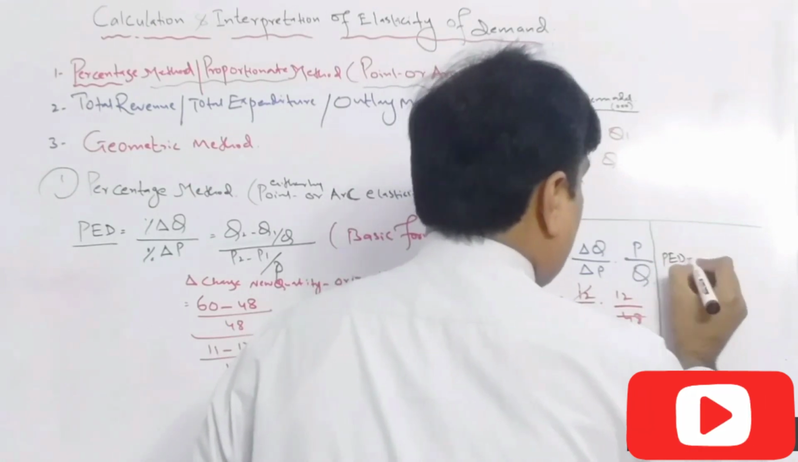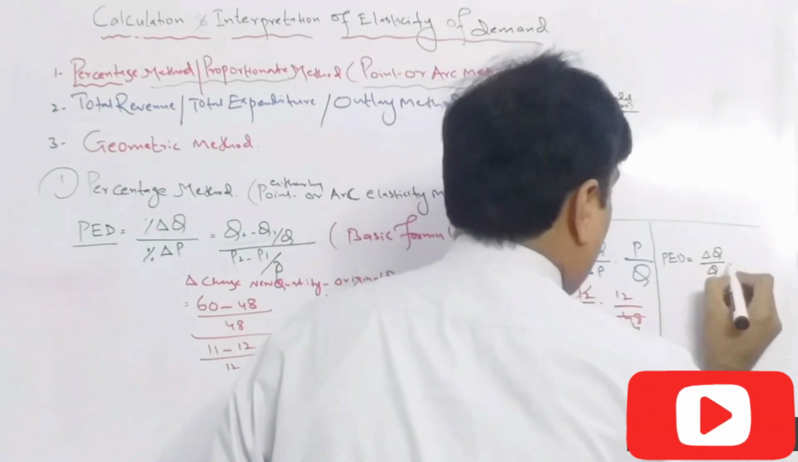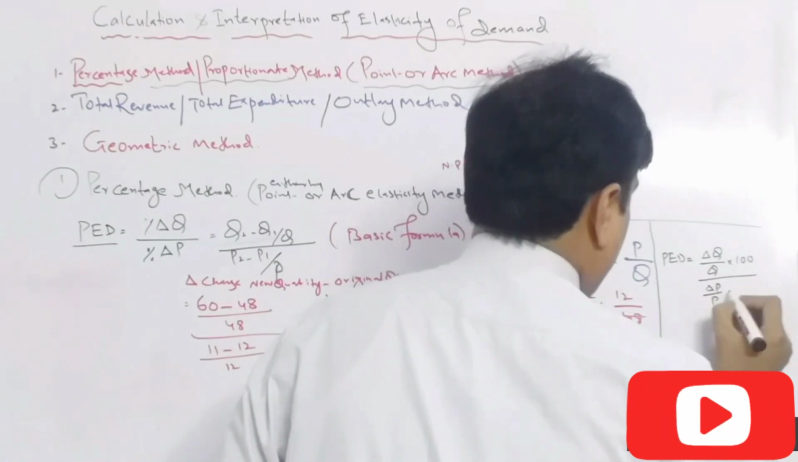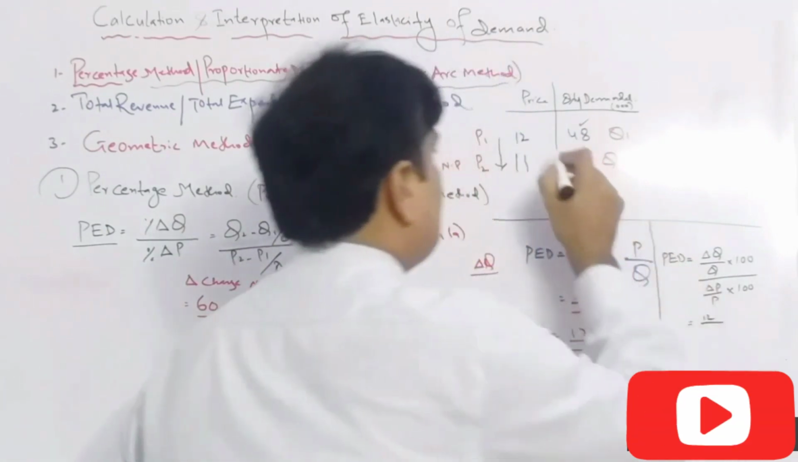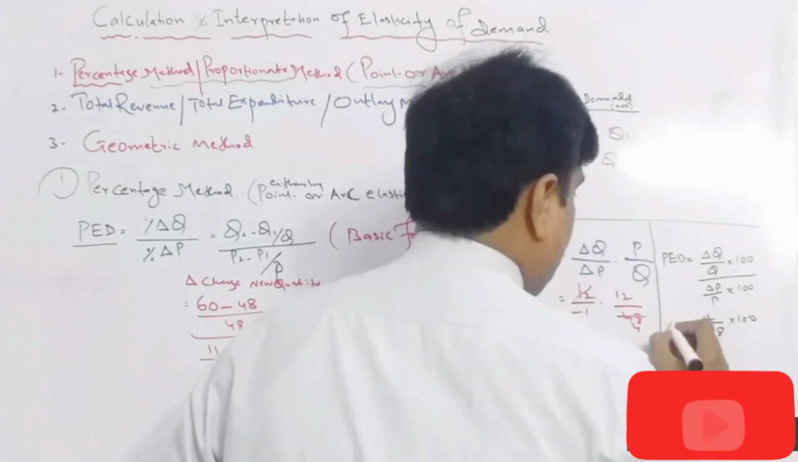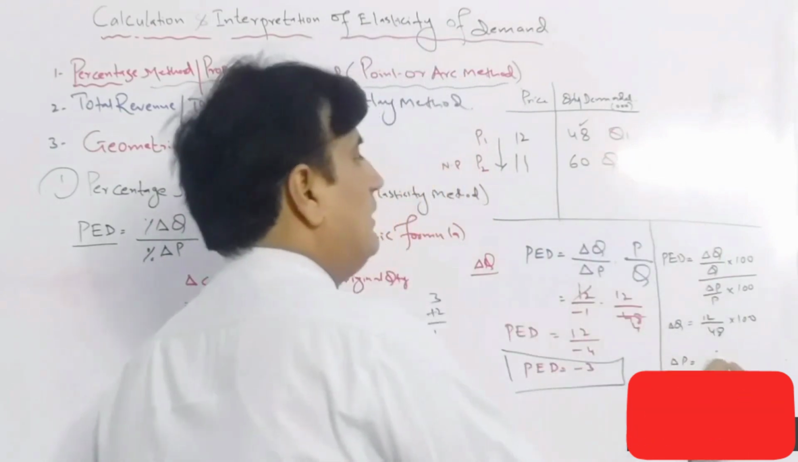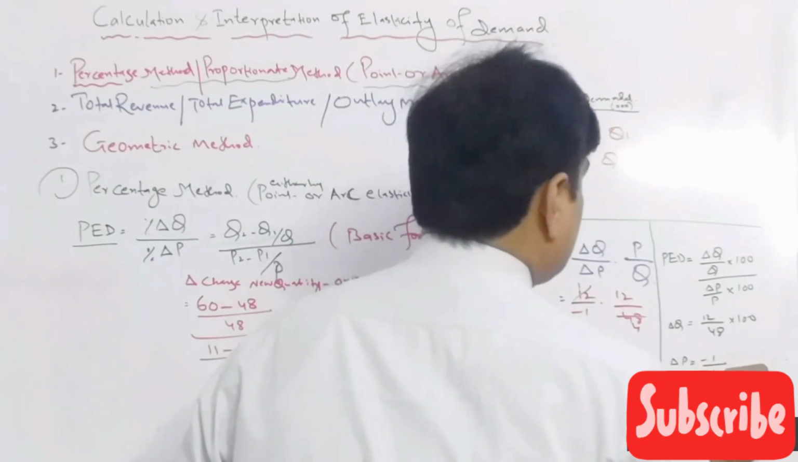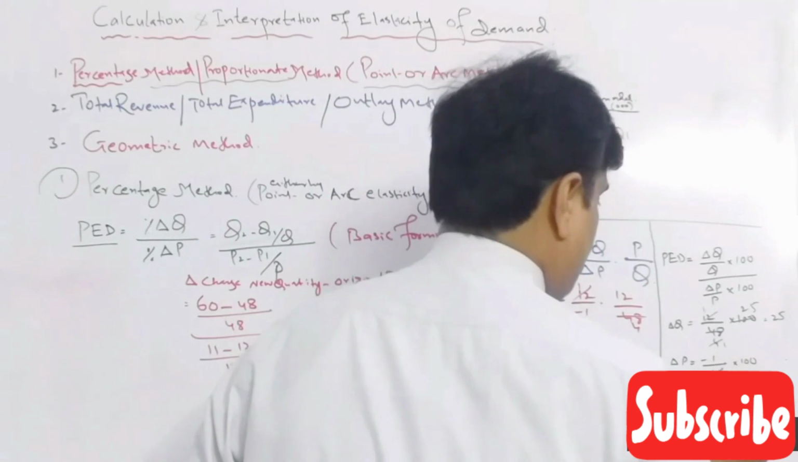Price elasticity of demand is equal to change in Q over Q multiplied by 100, upon change in P over P multiplied by 100. So change in Q is 12. The original quantity is 48, multiplied by 100. So this is the change in Q. Change in P is equal to 11 minus 12, minus 1, upon 12 multiplied by 100, is equal to 25.